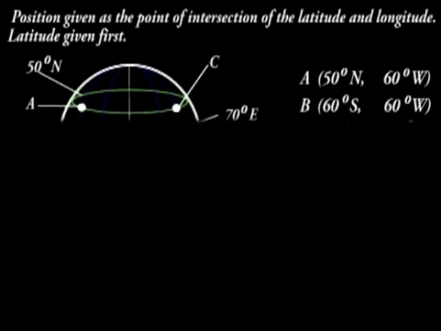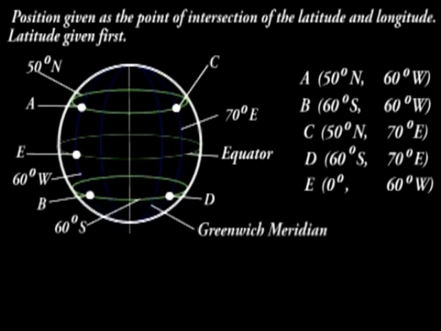From the figure below, the following points can be given in terms of their position as below. A is 50 degrees north, 60 degrees west. B is 60 degrees south, 60 degrees west. C is 50 degrees north, 70 degrees east. D is 60 degrees south, 70 degrees east. E is 0 degrees, 60 degrees west, which means E lies on the equator.